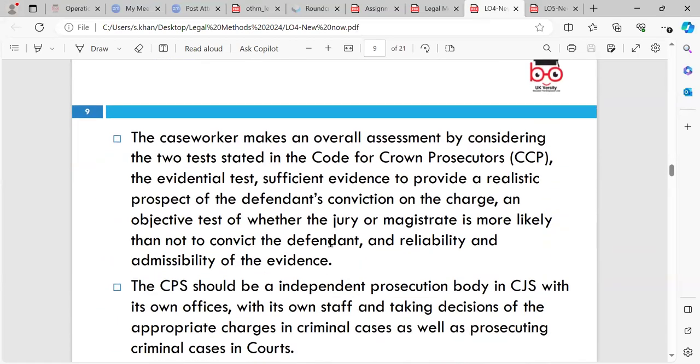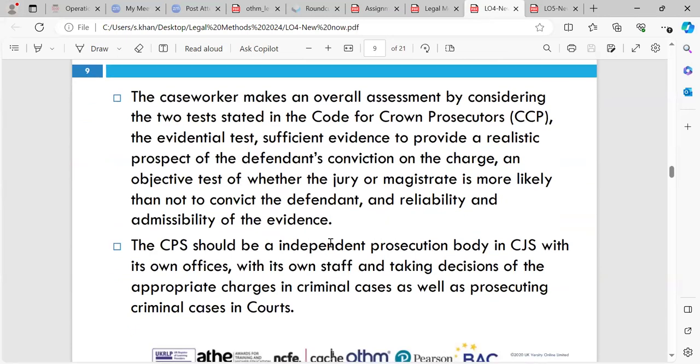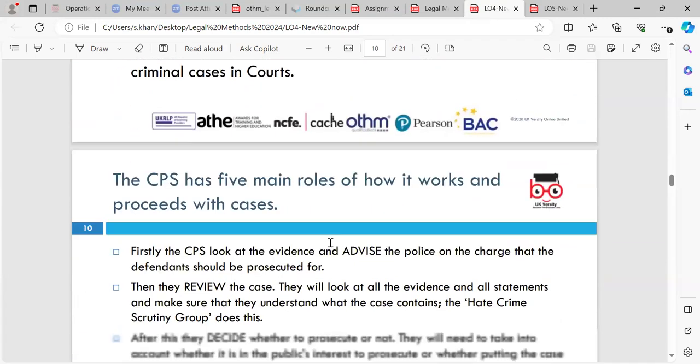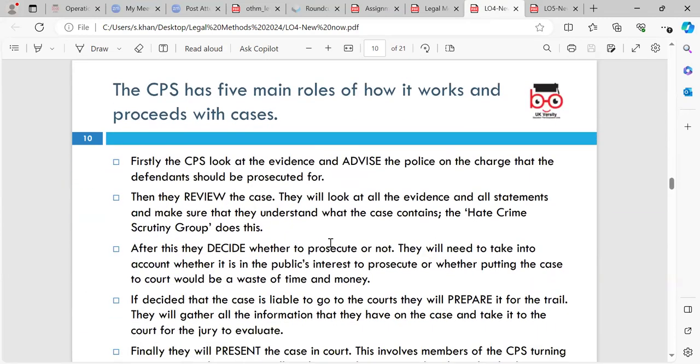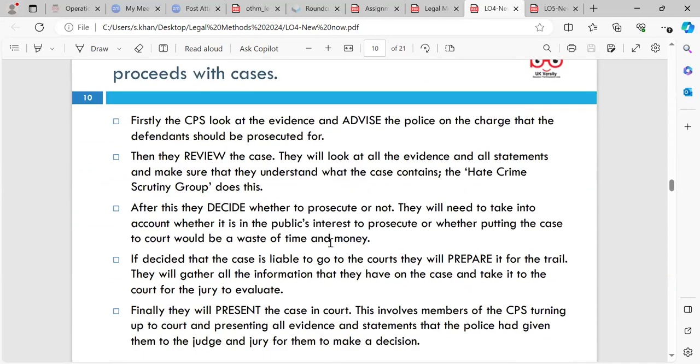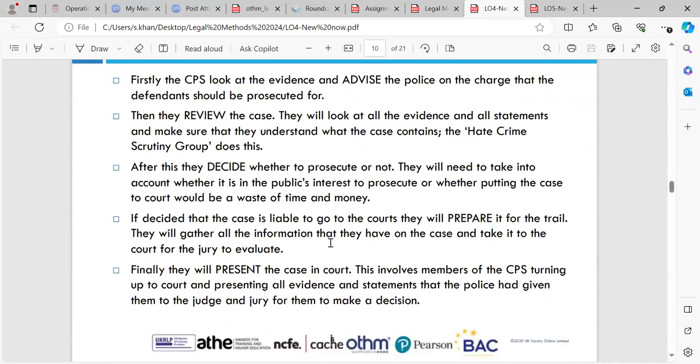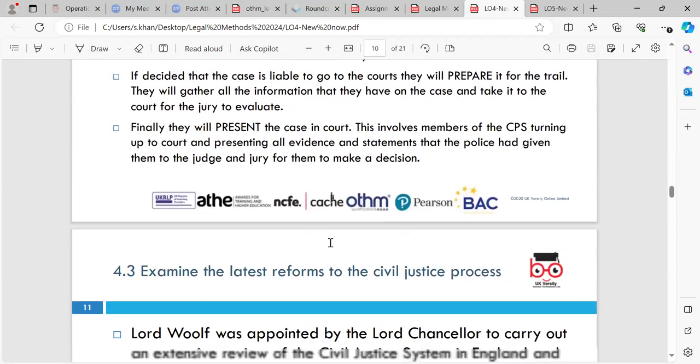We looked at the code of conduct that the caseworkers must follow when dealing with a case in the Crown Prosecution Service. We looked at the Crown Prosecution's five main roles and how it works in regards to advising, reviewing, deciding, preparing and presenting a case.